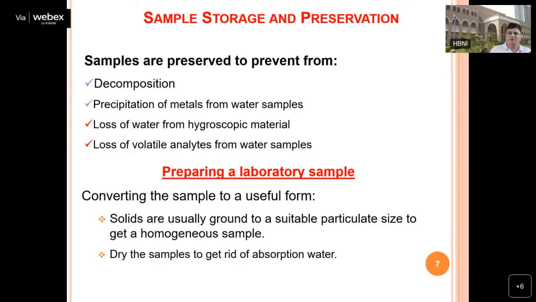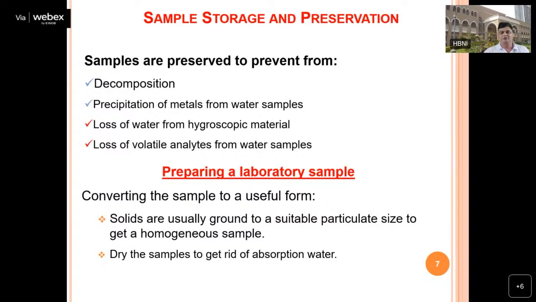Converting the sample to a useful form means that solids are usually ground to a suitable particle size. One thing is very important, and this is basically important in the case of environmental samples. Whenever we report any environmental sample, for example that this particular soil contains this much amount of one particular metal ion.